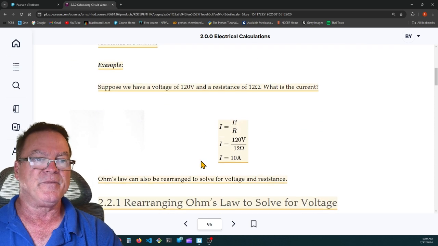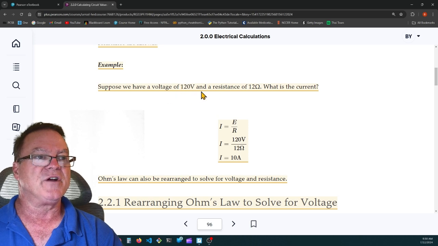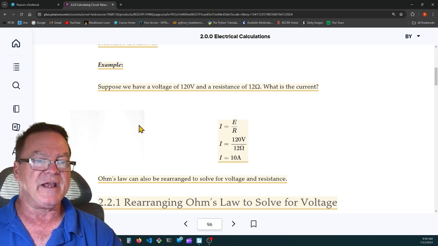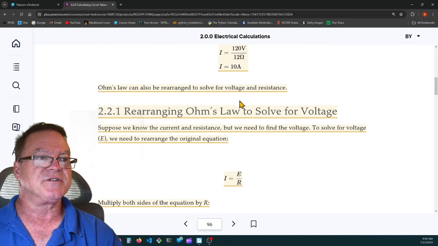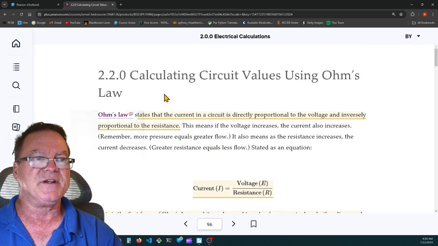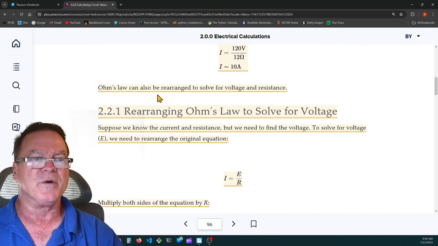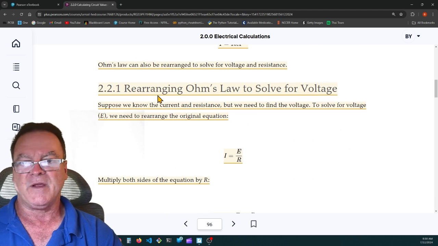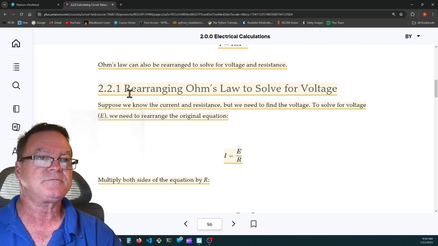They give us an example. Suppose we have a voltage of 120 volts and a resistance of 12 ohms. What is the current? Well, the current is 120 divided by 12 equals 10 amps. Ohm's law can also be rearranged to solve for voltage and resistance. I know I have a lot of highlights here. This is a lot of important information, so I've got a lot of highlights.